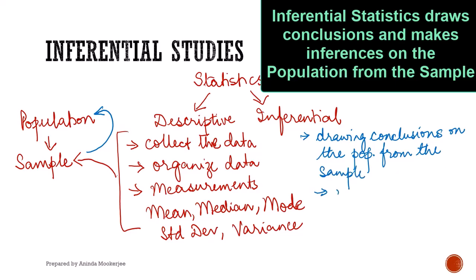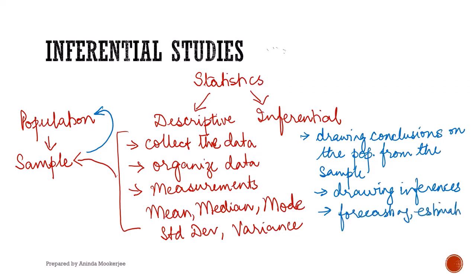All right, so drawing inferences, drawing conclusions, making estimates all fall under inferential study, forecasting. But all the inferential study is done on the population. So descriptive study is done on the sample, whereas inferential study is performed on the population using our sample study. So descriptive statistics and inferential statistics go hand in hand.